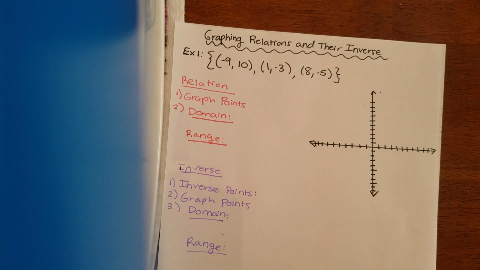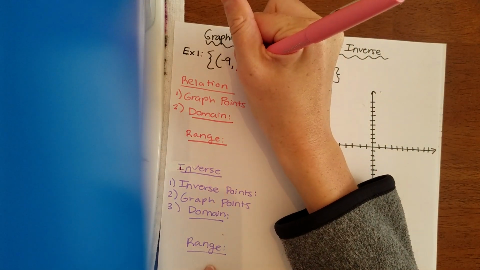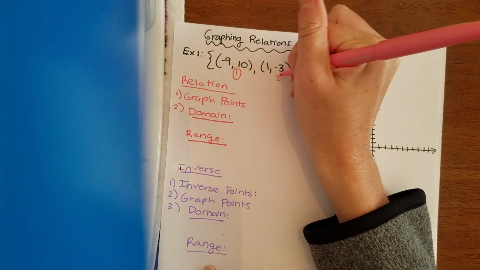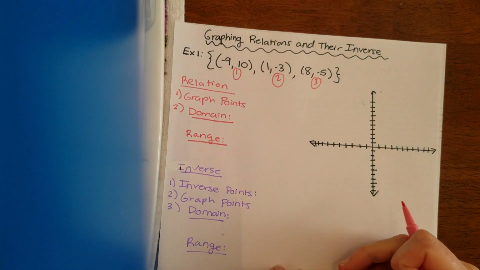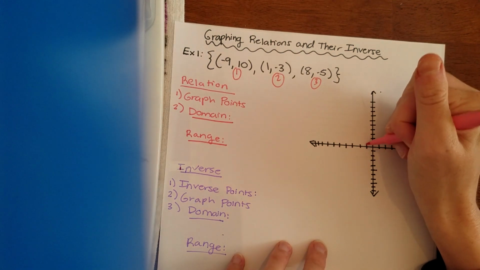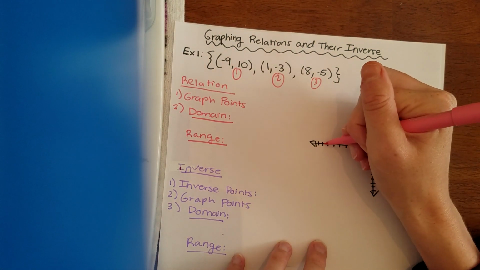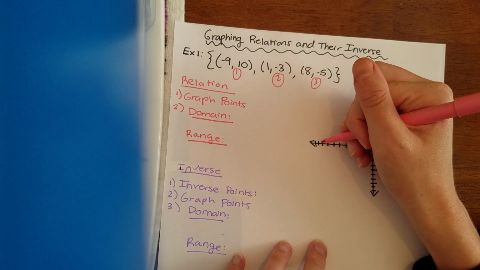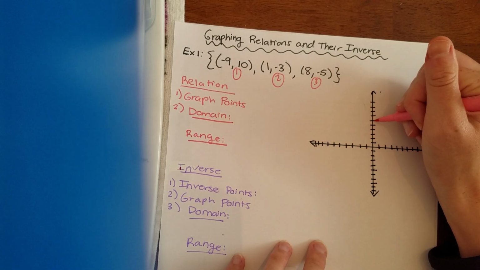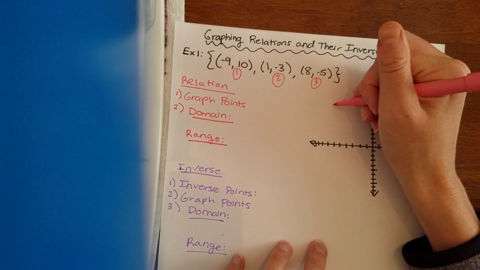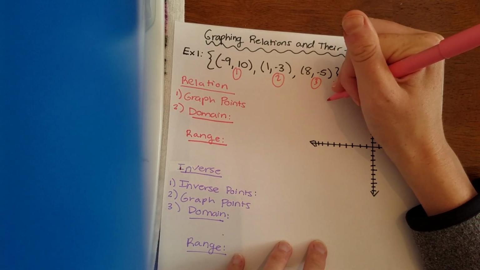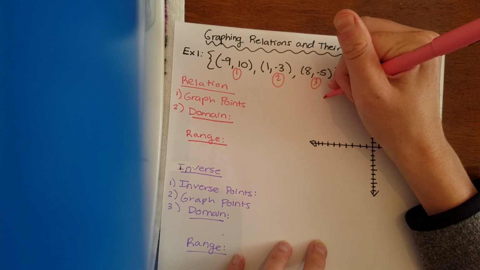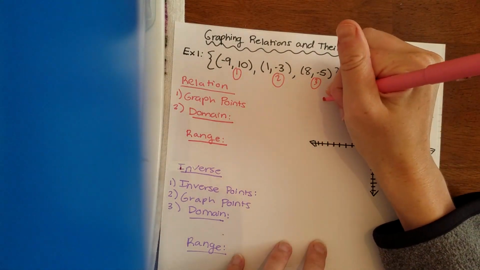Okay, and I'm going to number these points so I remember which order I went in. This is going to be very important. The order that we go in to graph these is very important. Okay, so the very first point is at negative 9, 10. So 1, 2, 3, 4, 5, 6, 7, 8, 9, and up 10. Alright, so about right here. Alright, so there's my first point.